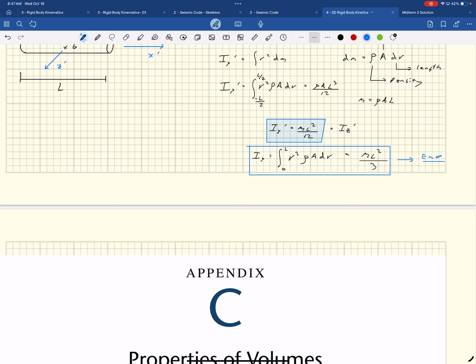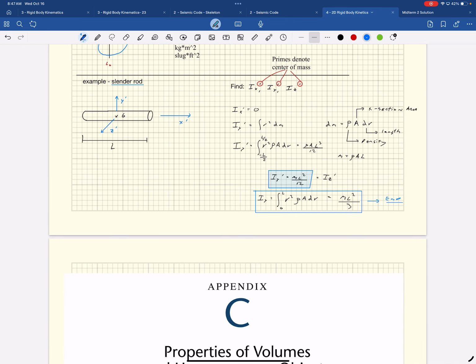And like I said, it should be bigger, because it has more resistance to rotation at the end. And it is. It's 4 times. Did that math in my head. Pretty proud of myself. It's 4 times the moment of inertia on the end.